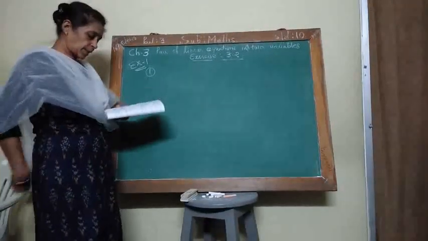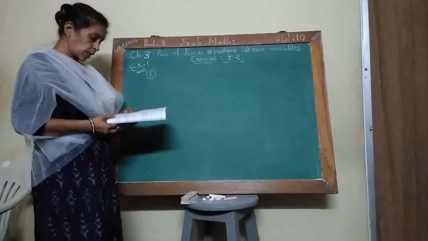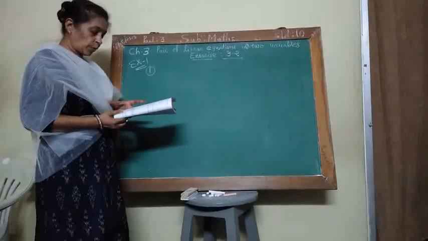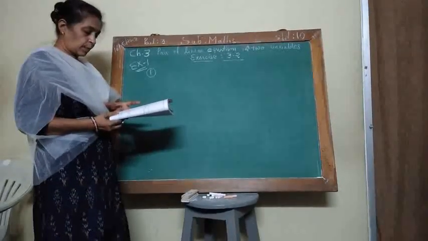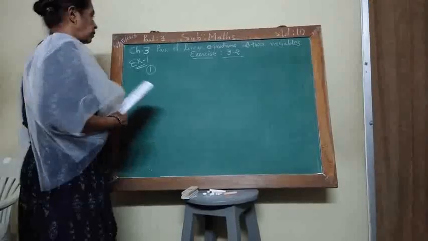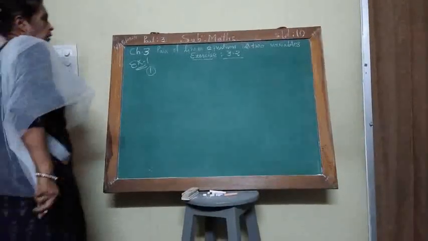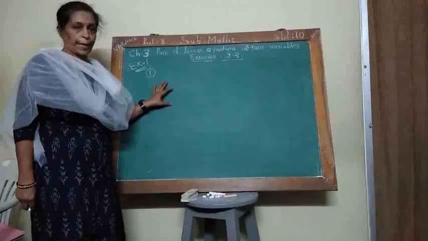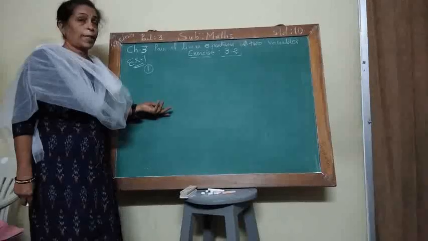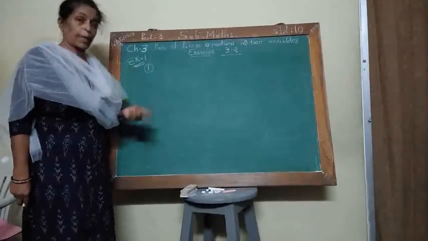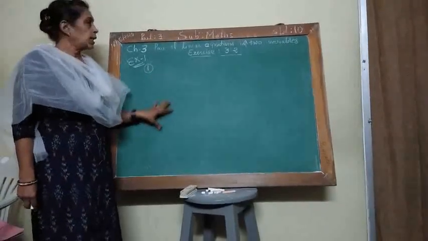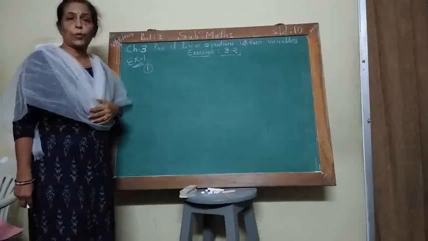10 students of class 10 took part in a mathematics quiz. If the number of girls is 4 more than the number of boys, find the number of boys and girls who took part in the quiz. That means they have given us two things: the total number of students is 10, and girls is 4 more than boys. They have not said 4 times, but 4 more than boys. So from these two pieces of information we have to make the pair of linear equations in two variables.